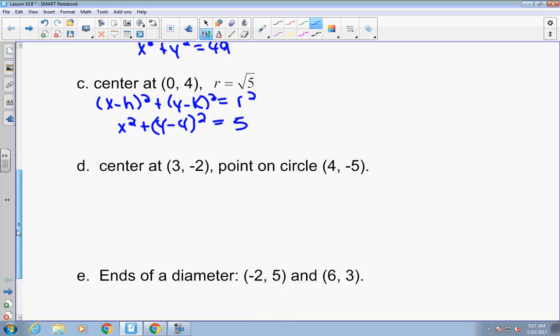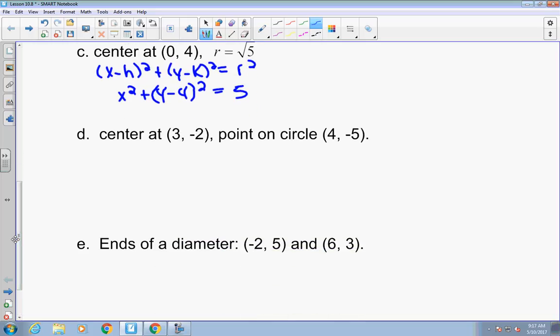Okay, here's another one. This problem gives me the center, and it gives me a point on the circle. So I have my h, k, but I don't have what? My radius. What am I going to have to do to find my radius? I'm going to have to use the distance formula with the center and a point on the circle. So it would be 3 minus 4 quantity squared plus negative 2 minus 5 quantity squared.